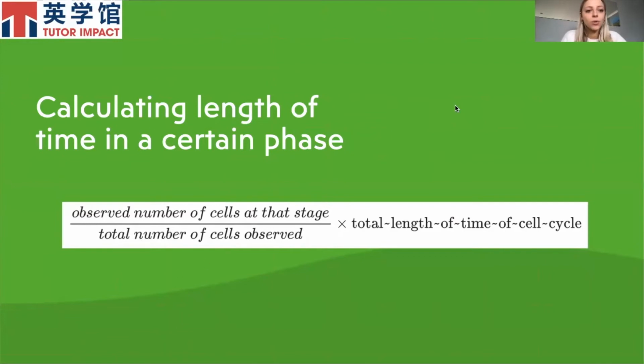And this is quite simple. It's the number of cells observed at that stage, so the number of cells you see in, say, interphase, divided by the total number of cells in that sample, and you times that by the total length of the cell cycle, which will usually be given to you. So we're actually going to practice one of these calculations now. So maybe grab a calculator and a piece of paper, because you're going to be working out a length of time in a certain phase in the next slide.